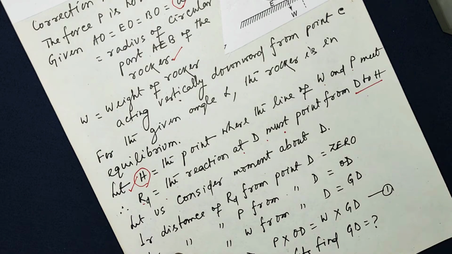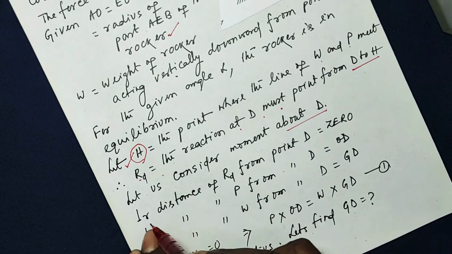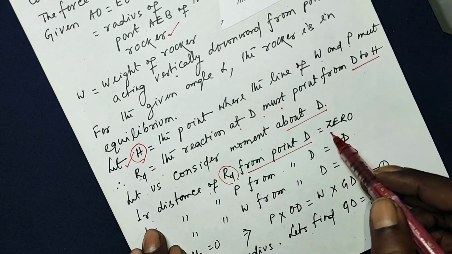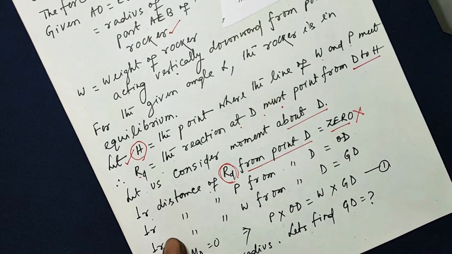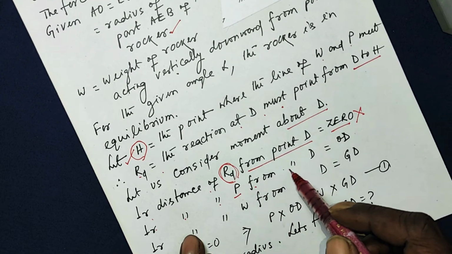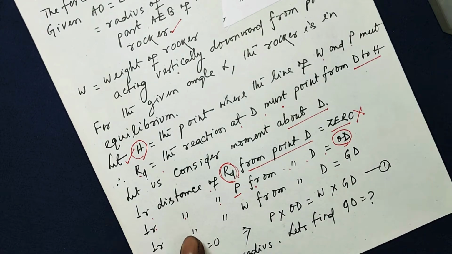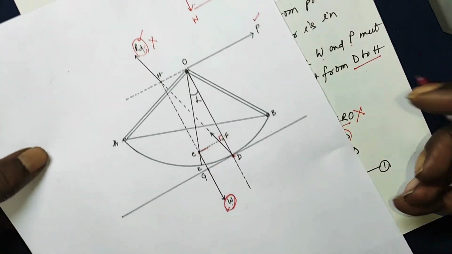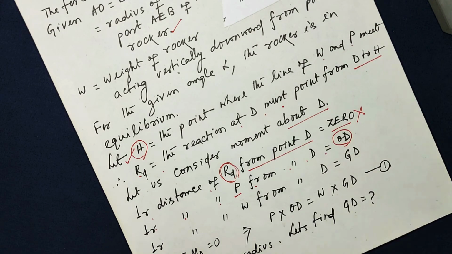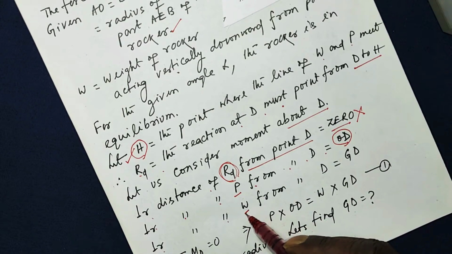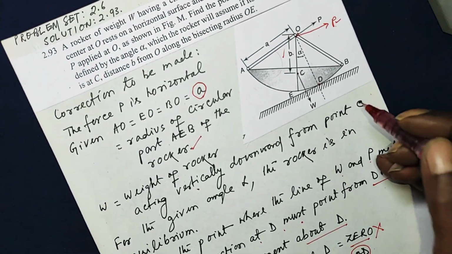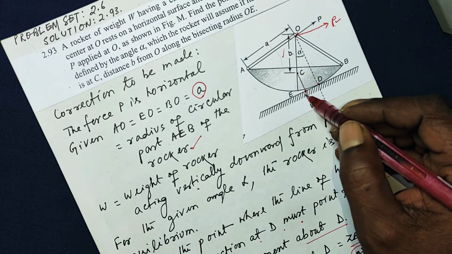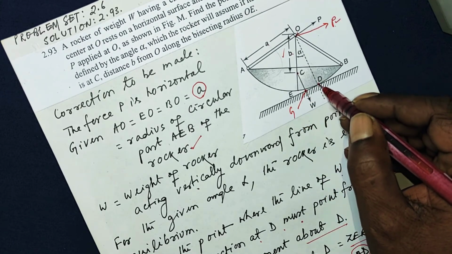So let us consider the moment about point D. Perpendicular distance of RD from point D is 0. So RD doesn't have a turning effect about the point of contact D. Perpendicular distance of P from the point D is equal to OD, that is the same thing as small a, and the perpendicular distance of the weight W from point D is equal to GD. And where is that point? G. This point is G, GD.